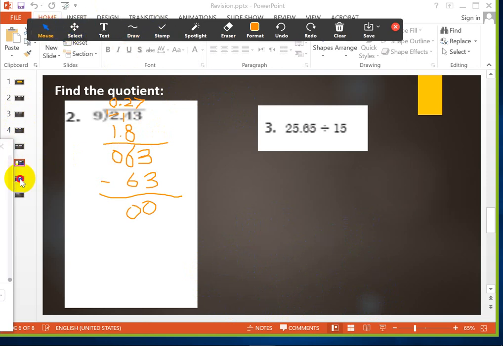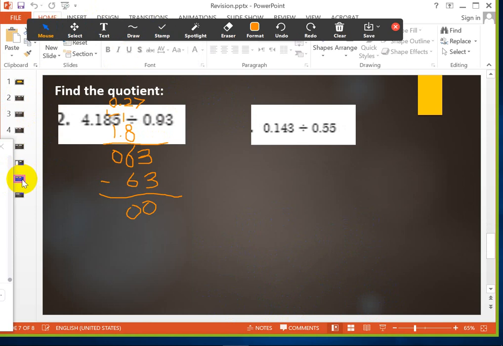Let's move now to how to divide a whole decimal number on a decimal number.